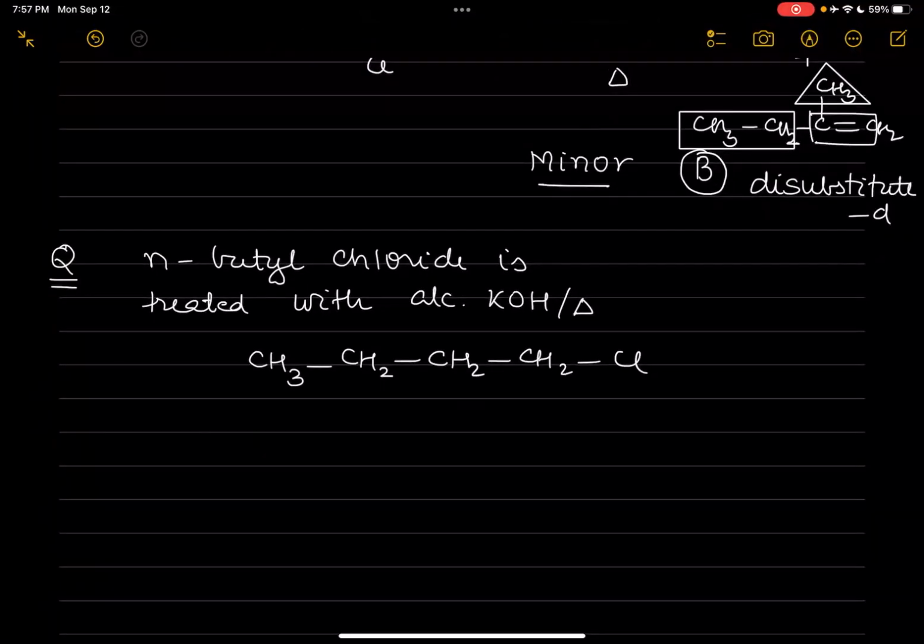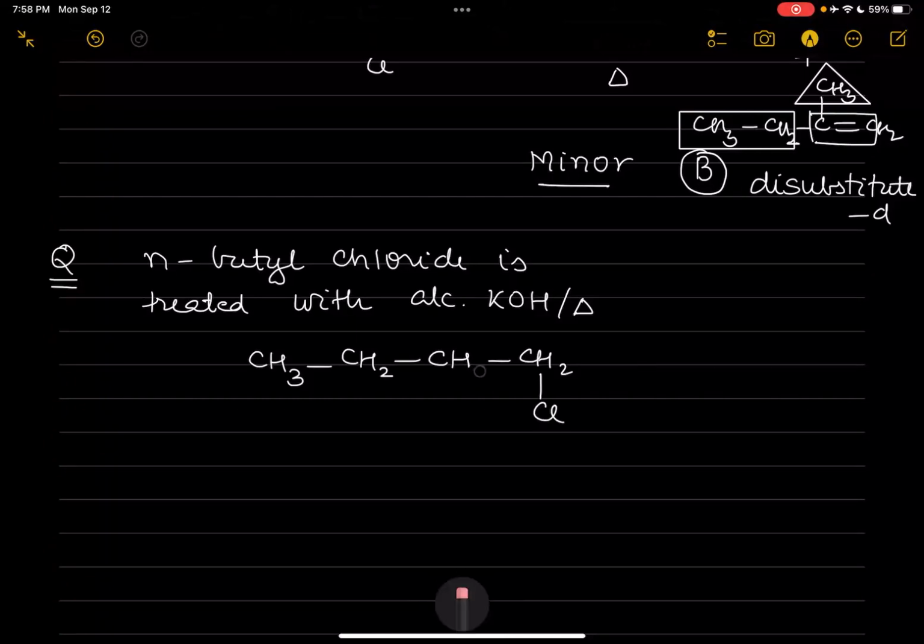So how many different alkenes can you get here? Here you will get only one alkene. It is not that everywhere you will have two or three alkenes. There are cases where there is only one option. And which is that option? Let me show you why one alkene.